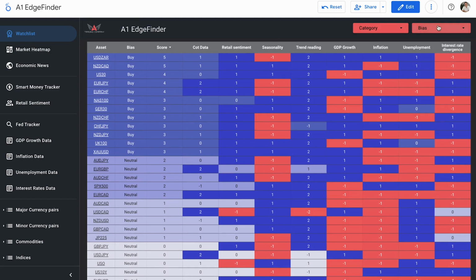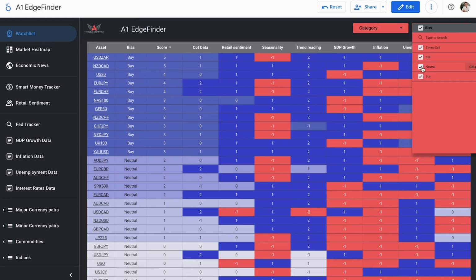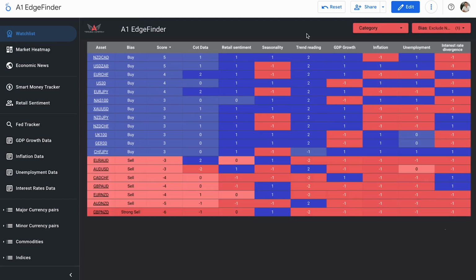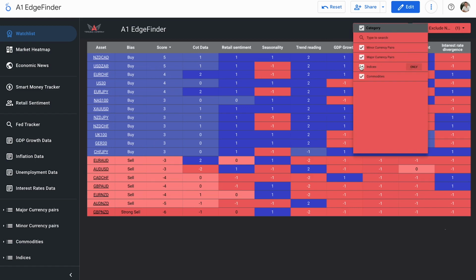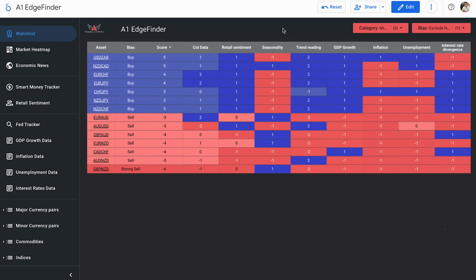Let's get a look at our buys and sells that we have listed so far today in the Edge Finder. Take away those neutral biases. That gives us a lot of buys. There's a lot of buys in the Edge Finder. In fact, let me take away the indices and commodities as well, because we just want to focus on our currency pairs. Took away a couple of those buys and maybe another sell, but still we have a decent amount of buys and a decent amount of sells.